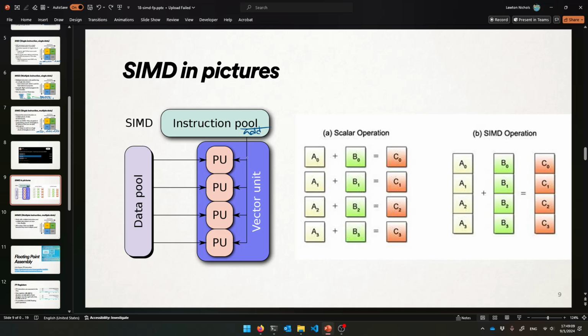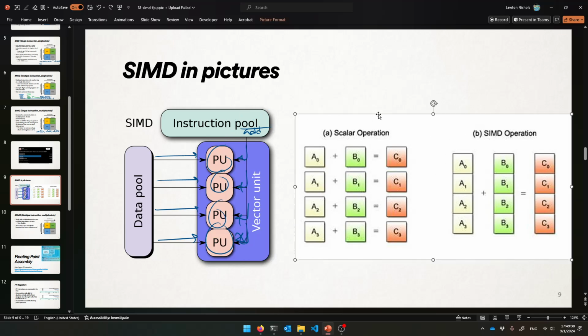You feed that one instruction, and it's like you feed that same instruction to a bunch of different execution pieces, processing units, and then you take from your data pool all of your data. You can take multiple pieces of data at once, feed them into each one of these individual processing units, which are running the same instruction on all of that data at once. Okay, that's the idea.